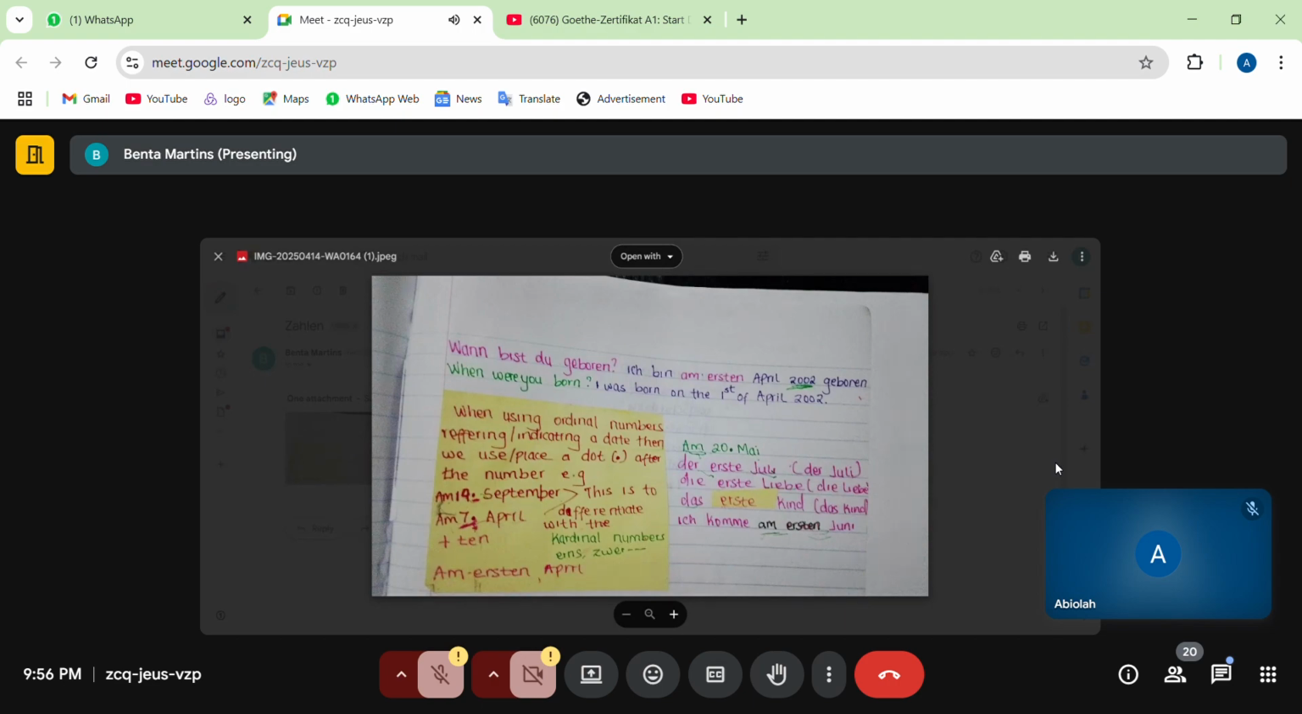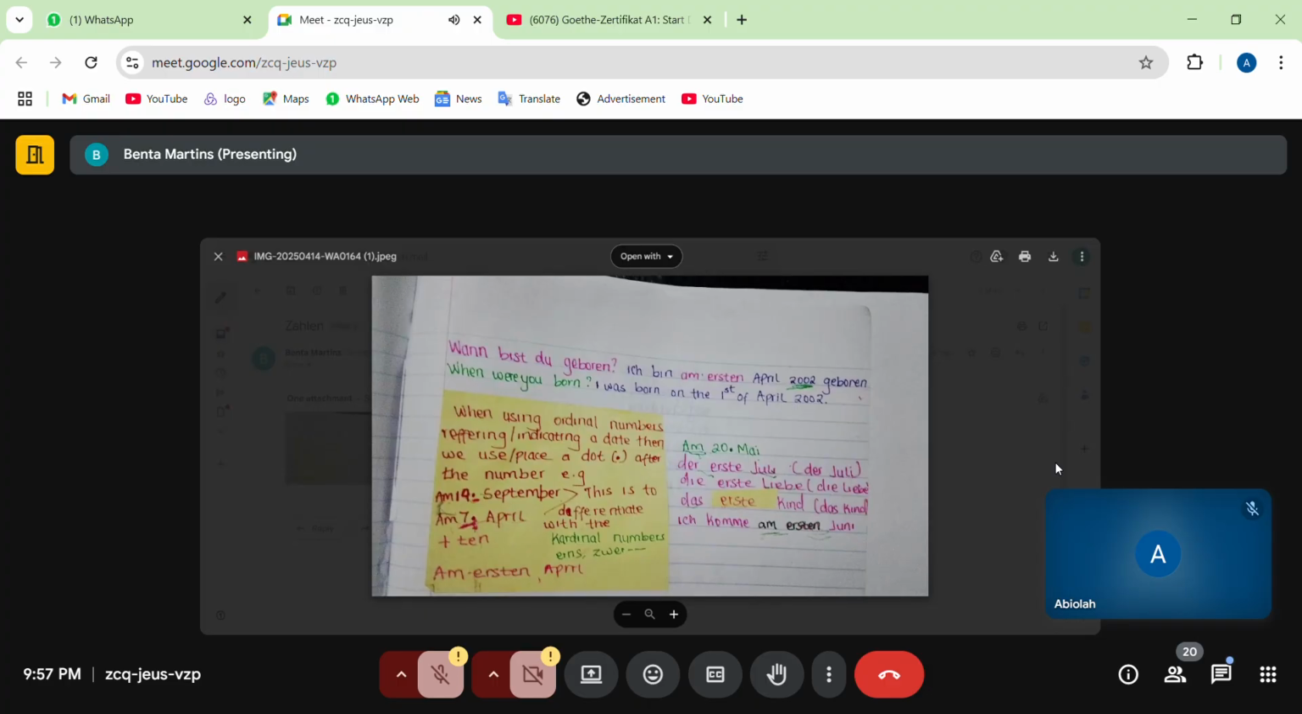And then Liebe, like love, the first love. Love is feminine, so it's die erste Liebe. And then das erste Kind. So since we have das Kind and you're trying to refer to the first child or the first kid, then it is das erste Kind oder das zweite Kind.